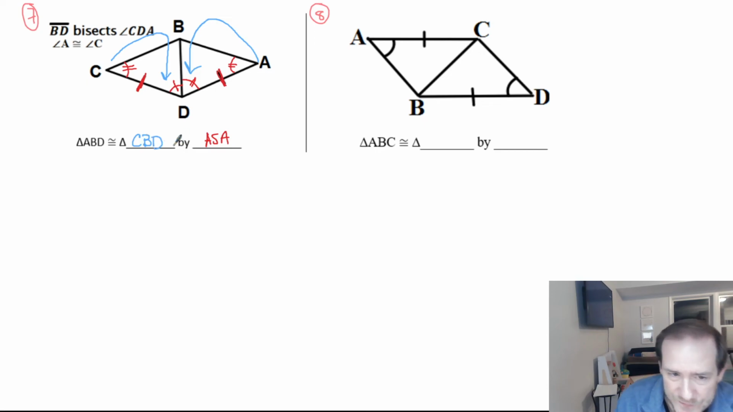This is getting boring with all the CBDs. I'm going to have to change this for next year. Not everything can be ABC. We've got to keep you kids guessing.